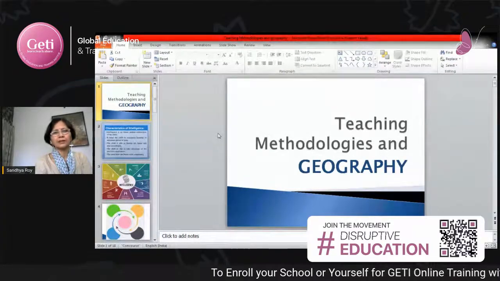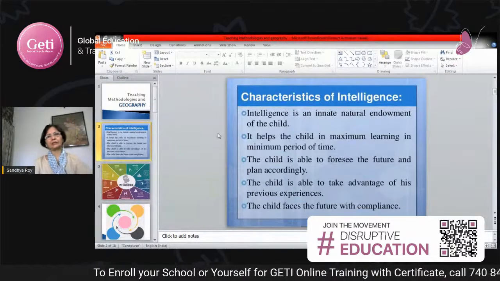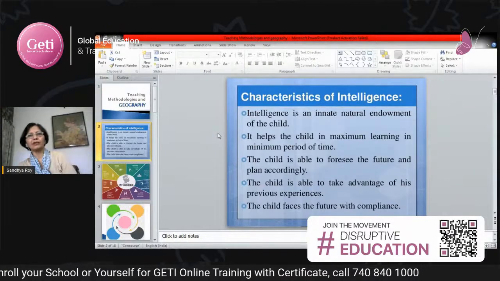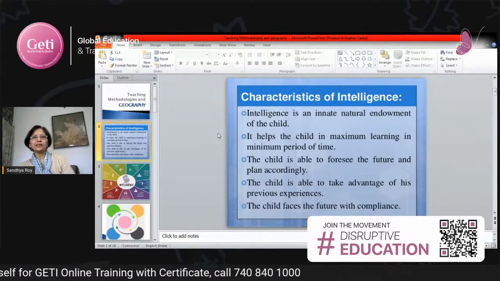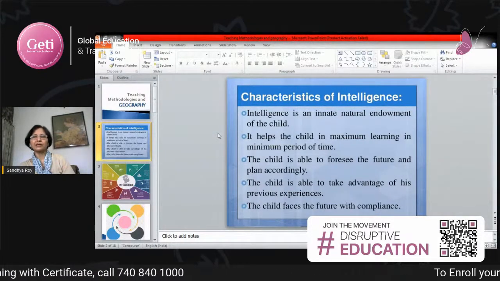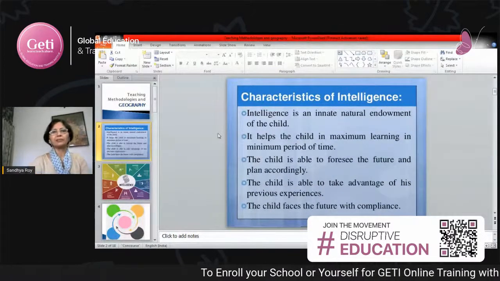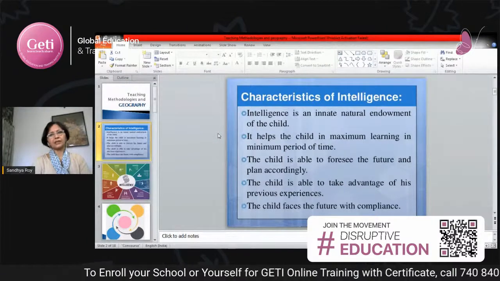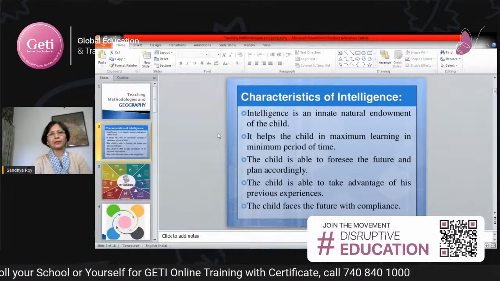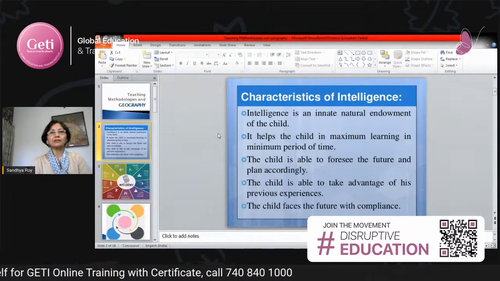So first, we need to understand the characteristics of intelligence. Intelligence is an innate nature, a natural endowment of the child, right from the beginning, from day one when the child is born. Rather, I should say, when the child is in the mother's womb, this is the time the child starts learning.